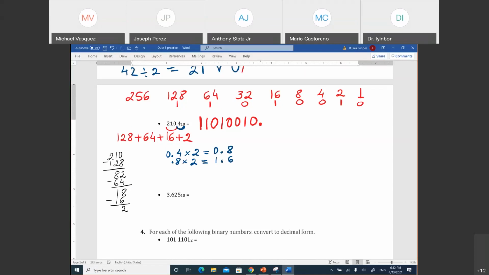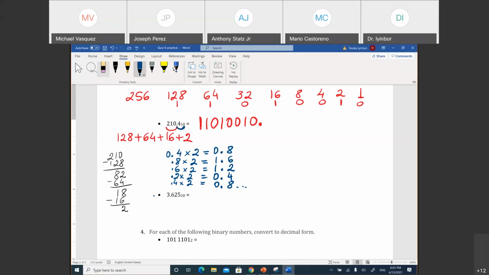And then you're going to take the 0.6. You're going to multiply it by 2. It's going to be 1.2. And you're going to get the decimal part again, 0.2 times 2. It's going to be 0.4. Okay? And then 0.4 times 2 is going to be 0.8. And you see it's repeating itself, right? So if you have something like that to repeat, you can stop it somewhere because the next one is going to be 1, right?